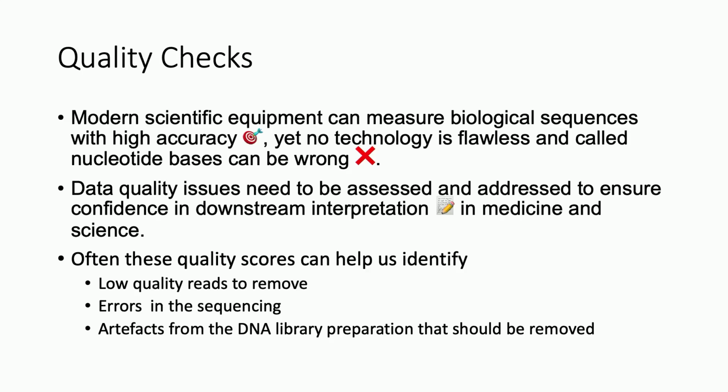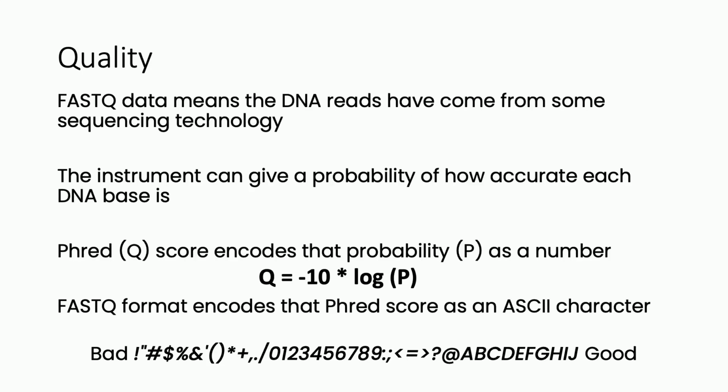Those files are used a lot in quality checks. So modern technology, as you saw before with the squiggle, is reading As, Cs, Ts, and Gs, but no technology is perfect. And so there are going to be errors, and the machine should give you a probability or an estimate of how correct each call is. And often what you do in QC is go through and remove reads that are of very low quality.